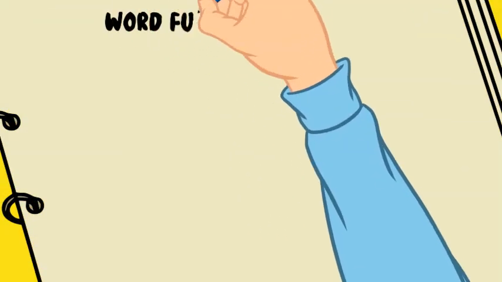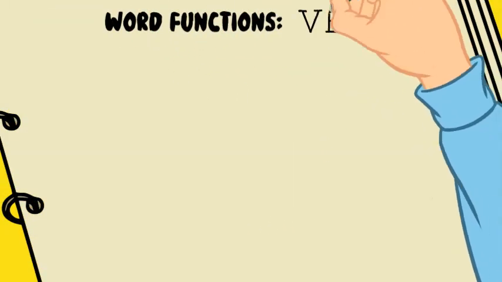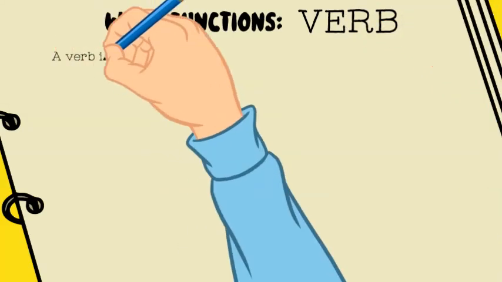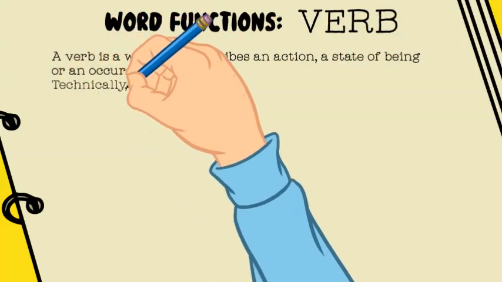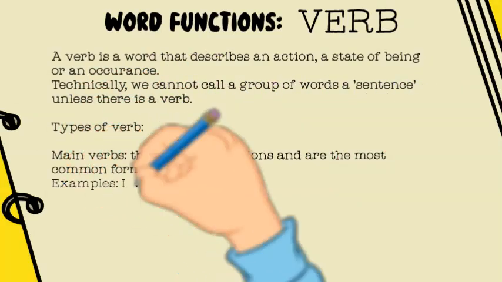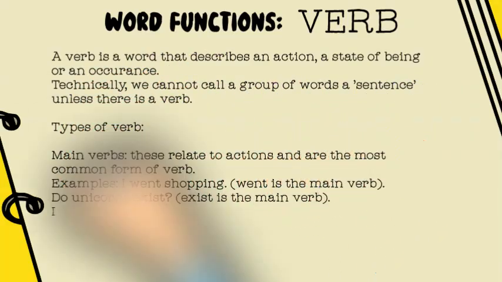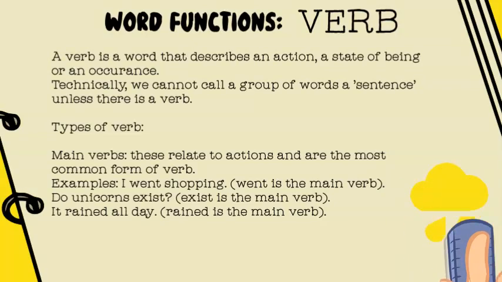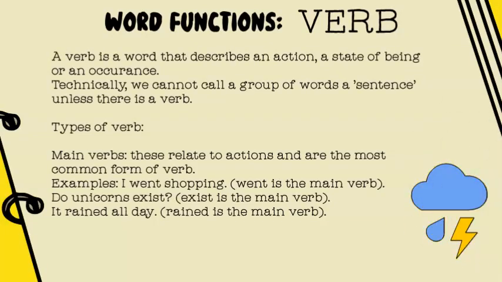The next part of speech we're looking at is verbs. Now, a verb is a word that describes an action, a state of being, or an occurrence. It's not just a doing word, it's a doing or a being word. All sentences need a verb. Now, whether that verb's explicit or implied, it's an essential component of a sentence.